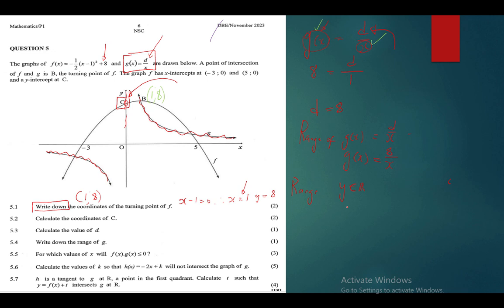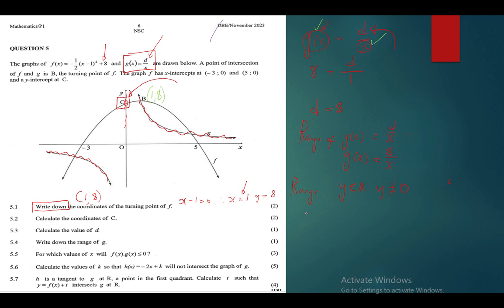Any real number, you say y is an element of real numbers, meaning there are many values of y that lie on the function g. What you have to exclude here is the asymptote of y. Y can be any real number, but y cannot be 0. The asymptote of your function g is the y asymptote, it's 0.